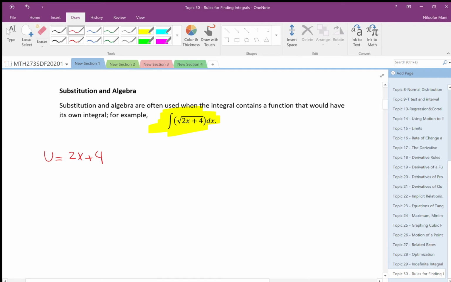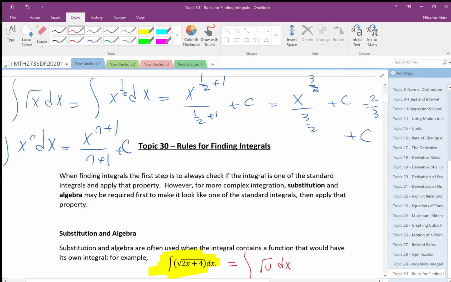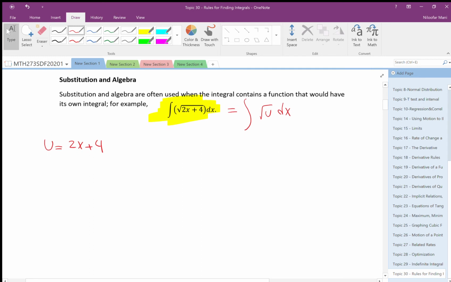But I have dx there. I don't have du. If I take this as u, I can say it is the integral of radical u dx. If it were radical u du, I could answer exactly the same as the first line here, because it's radical x dx. But here it is radical u dx. What should I do? U and dx. I don't know what to do.